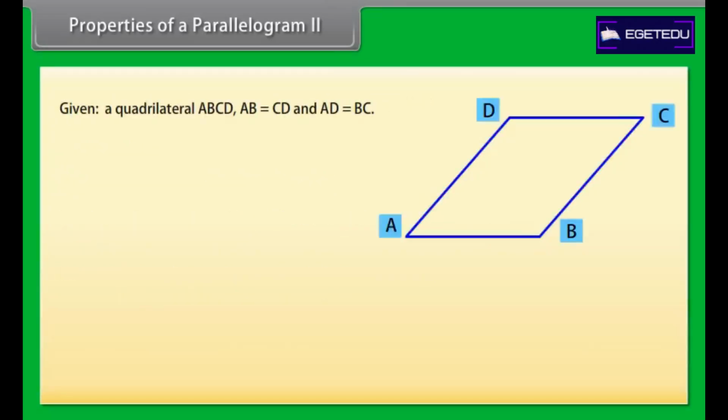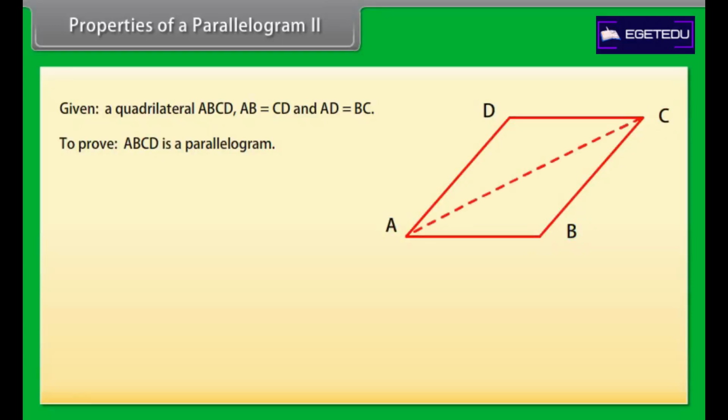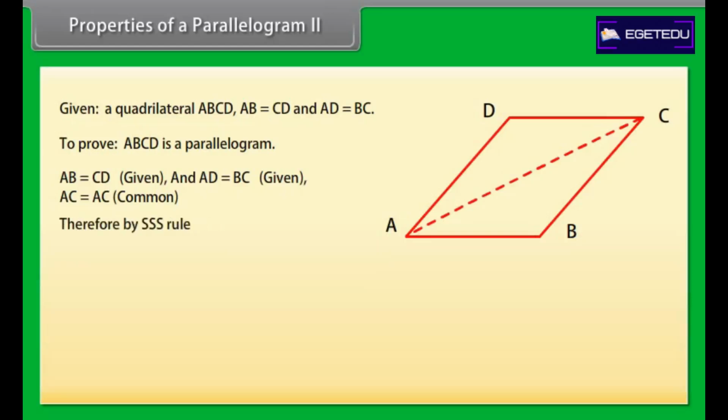Given a quadrilateral ABCD such that AB is equal to CD and AD is equal to BC. To prove ABCD is a parallelogram, draw a diagonal AC. AB is equal to CD and AD is equal to BC. AC is equal to AC, common. Therefore, by SSS rule, triangle ABC is congruent to triangle CDA.